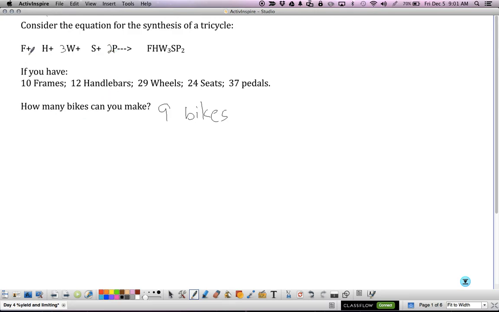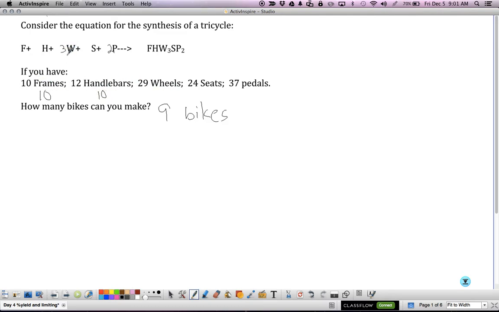Now I can look through here and see how many tricycles I can make with each of these. I have 10 frames, which means that I can make 10 tricycles. I have 12 handlebars, so I can make 12 tricycles, which means that I still only have enough frames to make 10. I can still only make 10.